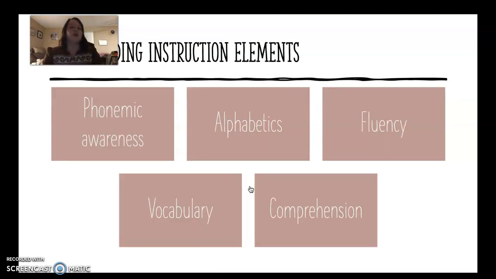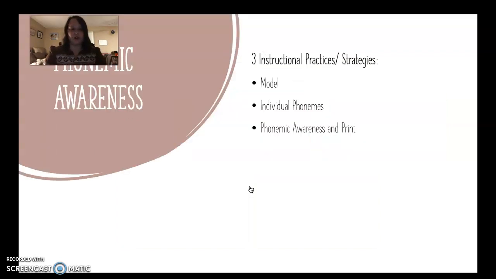The next few slides are going to be over the 5 reading instruction elements. Those 5 reading instruction elements that need to be taught in our classrooms are phonics awareness, alphabetics, fluency, vocabulary, and comprehension. The first of these elements that we're going to discuss is phonics awareness.